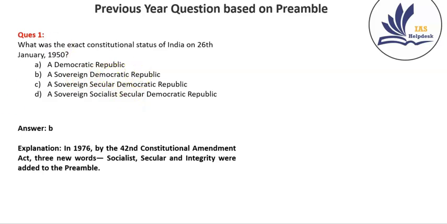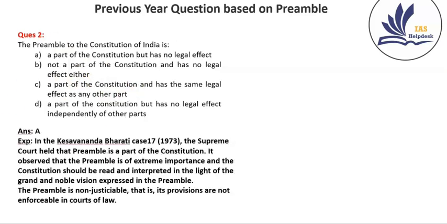So now let's move on to our next question, which is: the preamble to the Constitution of India is a part of the Constitution which has no legal effect. Option B, not a part of the Constitution and has no legal effect either. Option C, a part of the Constitution and has the same legal effect as any other part. Or a part of the Constitution but has no legal effect independently of other parts.